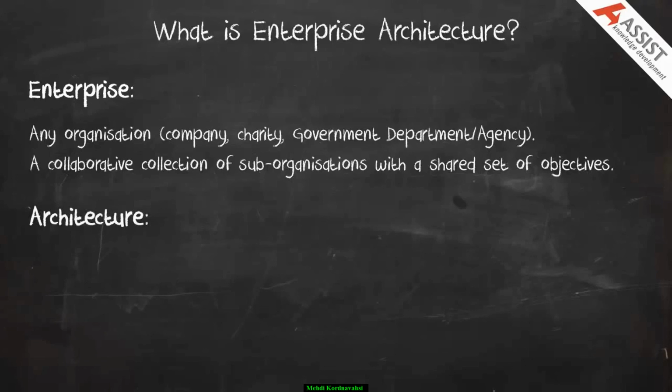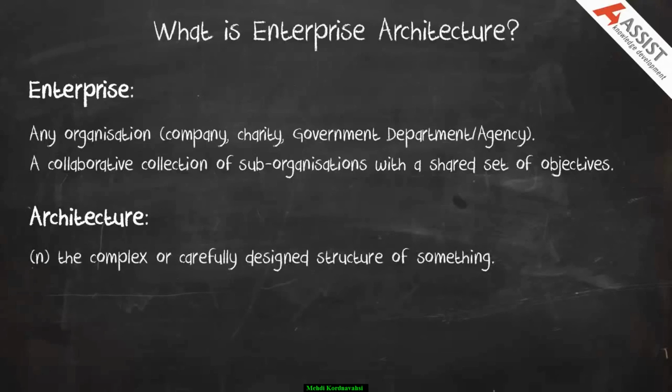The second part is architecture. At its most basic, anything has an architecture. Living things have an architecture, chemical compounds have architecture. It's anything with a complex or carefully designed structure.